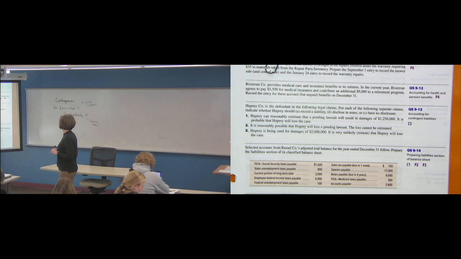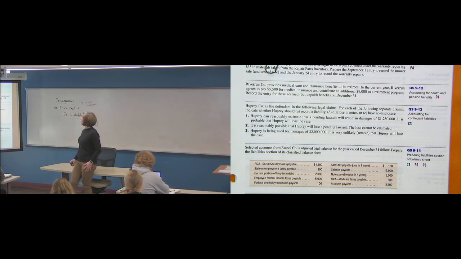For each of the following separate claims, indicate whether they should A, record a liability, a journal entry, right? B, disclose it in the notes. Disclose means to tell about it, provide the details. Or C, no disclosure, do nothing basically, okay?